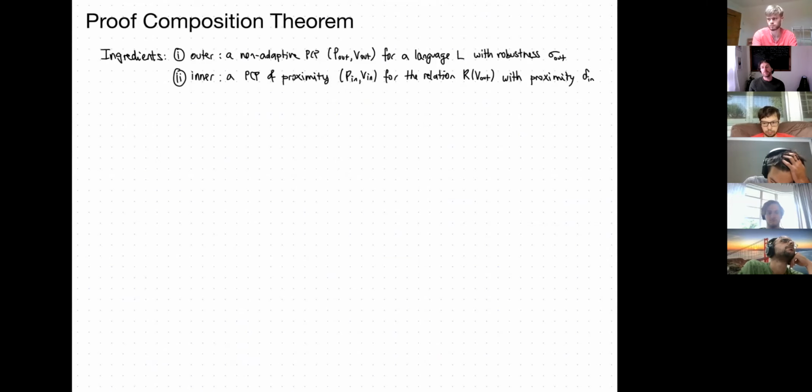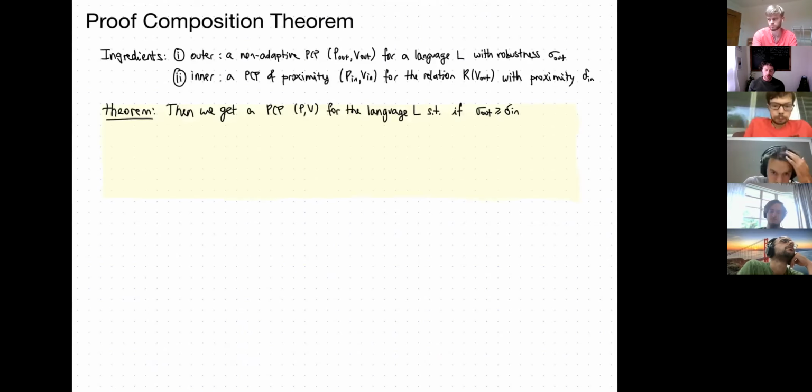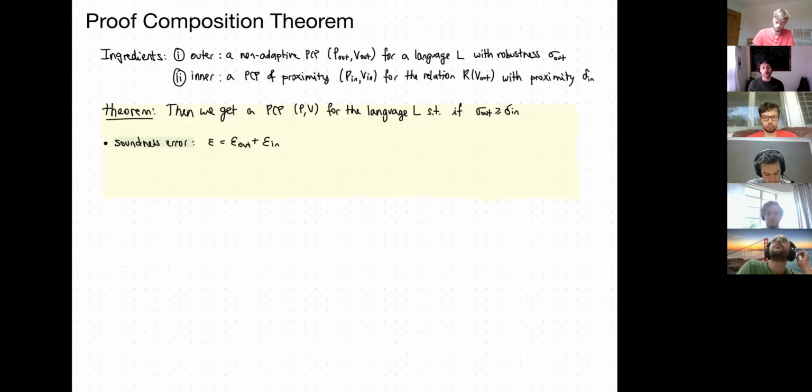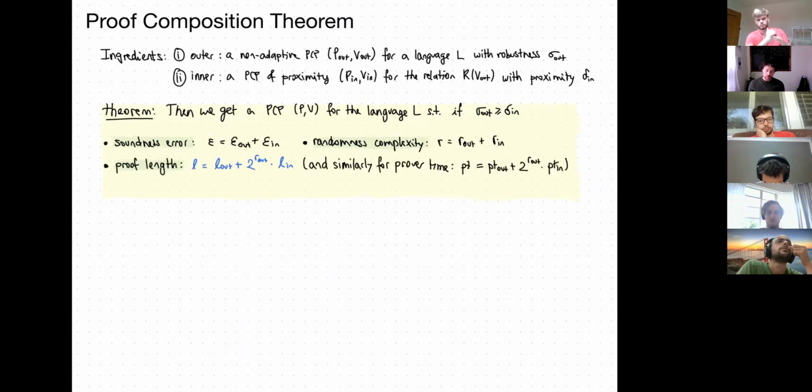So I'm just going to wrap it up and say what we get. We get a PCPP with soundness error, as we said, that is just the addition of the soundness errors of the inner and outer, because we're running both of them. It would have randomness complexity of the outer plus the inner, because again, we're running both of them. The proof length, so this is important.